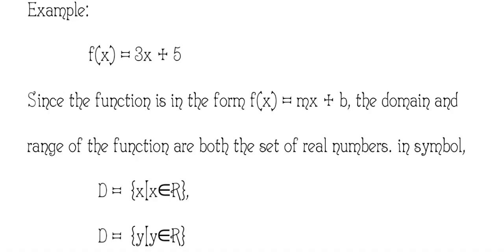Example, we have here f(x) = 3x + 5. Since the function is in the form f(x) = mx + b, the domain and the range of the function are both the set of real numbers. In symbols, the domain of the function is the set of all x such that x is an element of the set of real numbers, while the range of the function is the set of all y such that y is an element of the set of real numbers.